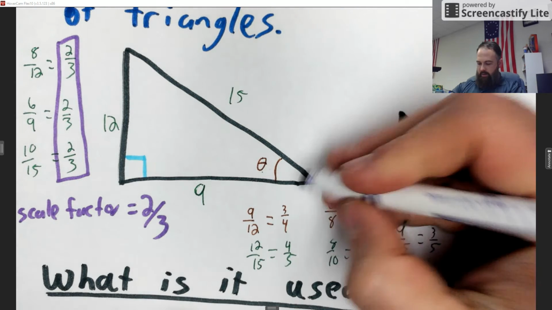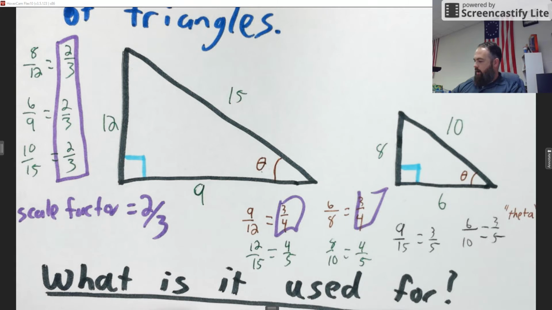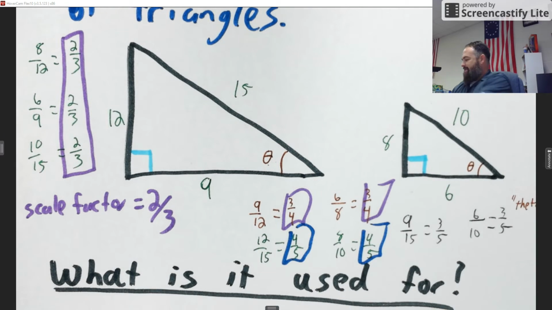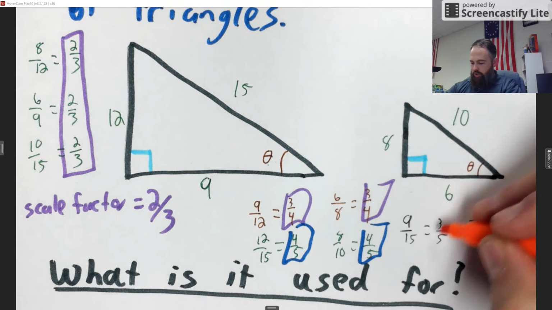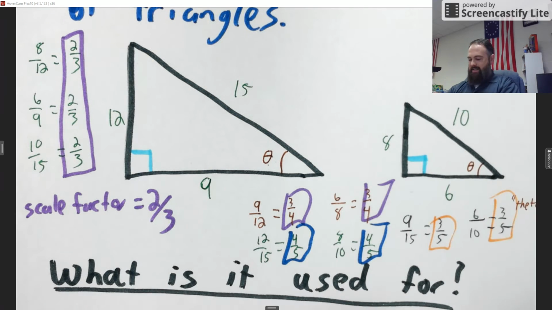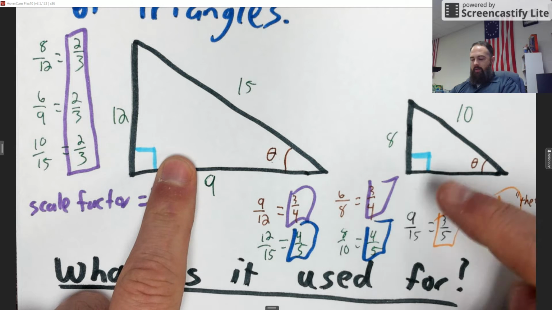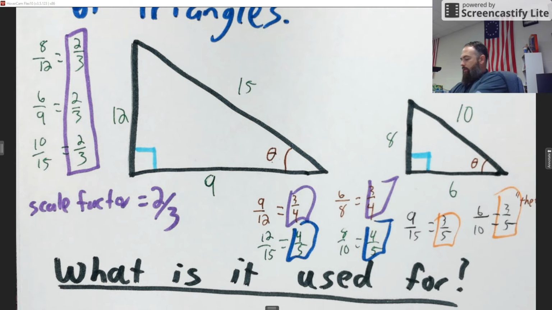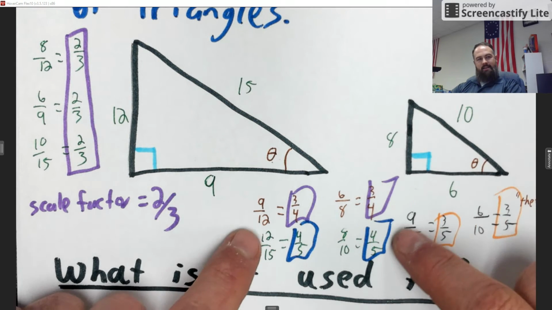So since I have these corresponding ratios that equal each other, that means there is some form of relationship between the sides of this triangle and the sides of this triangle. Discovering that relationship, trying to figure out what the patterns are going back and forth between them, is the core of what trigonometry is about. Now, that's the tip of the iceberg.